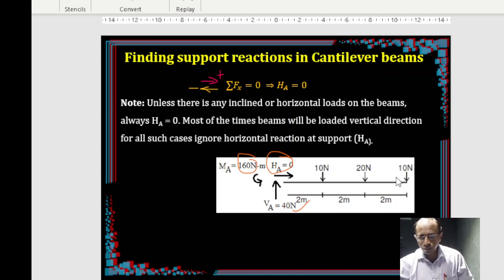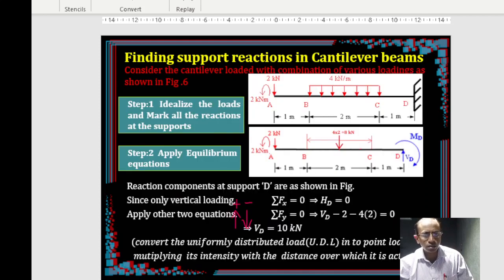They should be equal. 10 times 2 is 20, 20 times 2 is 40, so 20 plus 40 is 60. And then 20 times 4, because the distance to A is 4. So 20 times 4 is 80. So 20 plus 80 is 100, and the last one 10 times 6. So you got 60, already 100, so 160, so balanced. So you should always check after finding the answer, because there is a chance to commit a mistake. At the end you can always make a check of that.